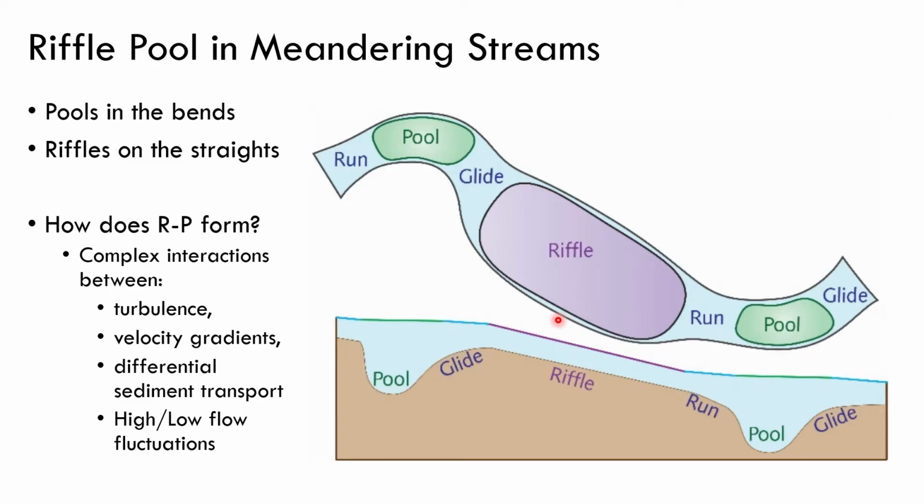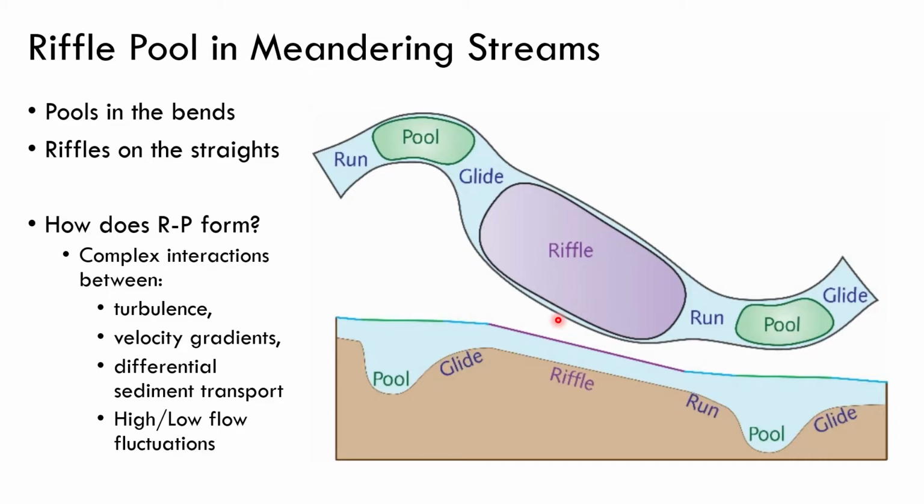And the short answer is that it's really the complex interactions between turbulence in the water, the complex velocity gradients in the stream, so where we have faster flows and where we have slower flows in meandering streams. There's a big component of differential sediment transport because of those velocity gradients. So when we transport stuff and when we don't transport stuff and when we're depositing stuff.